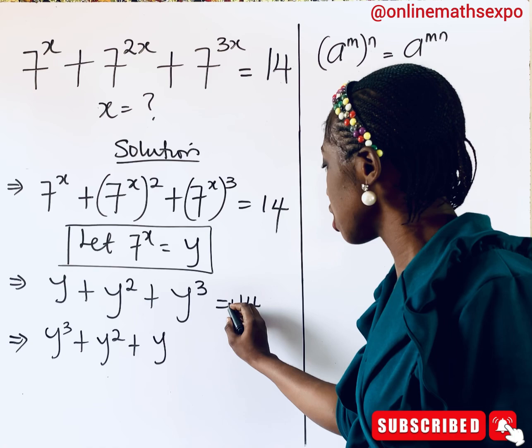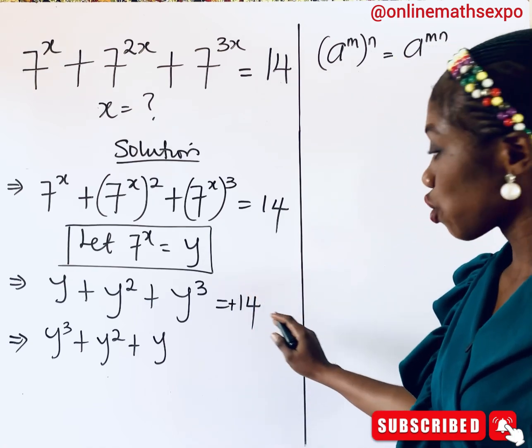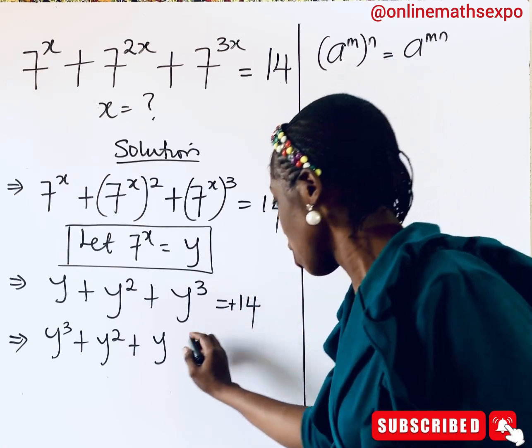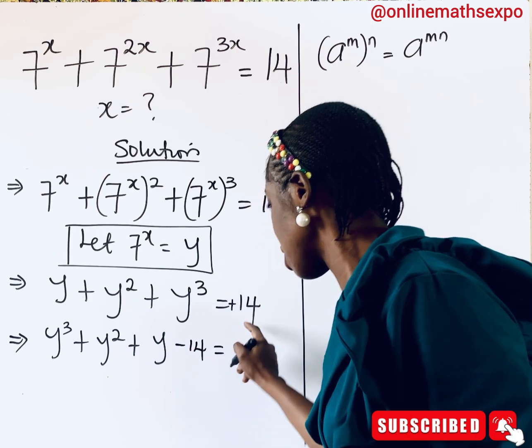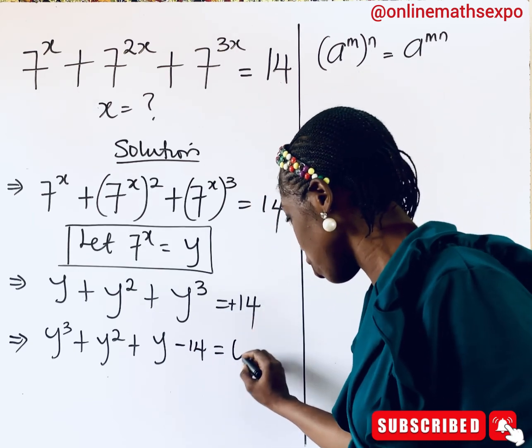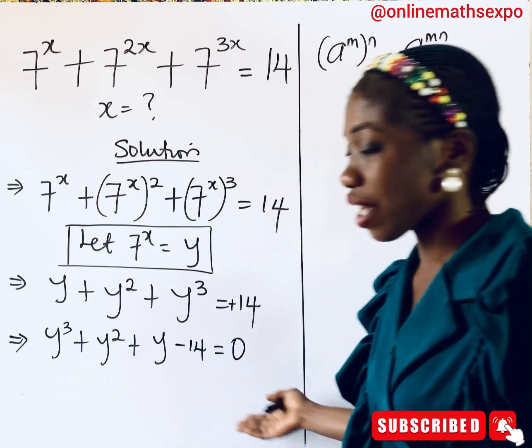And you see that 14 is positive at the right side. So to remove it, we are going to subtract. It's going to give us negative 14. When you subtract it, it becomes what? 0. So you see the equation we have gotten.